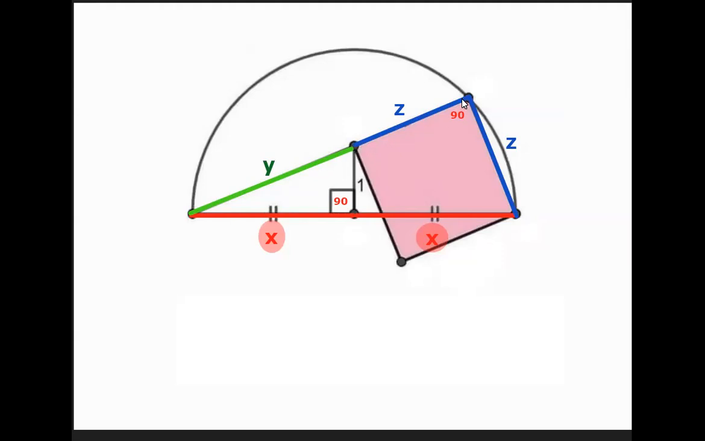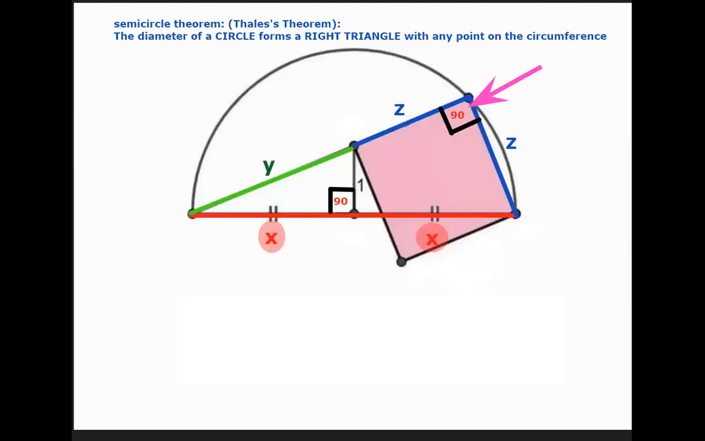Then we have this third line segment that's unknown. We'll call that Z. This is Z squared that we're trying to figure out, which is the area of the red shaded region. What this construction is also showing is Thales' theorem, or the semicircle theorem, which states that if you have a semicircle, the diameter of a circle drawn, it always forms a right triangle with any point on the circumference. So this point here that can slide along the arc of this half circle is connected here. That must be 90 degrees.